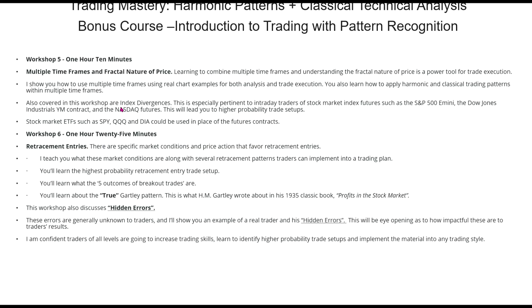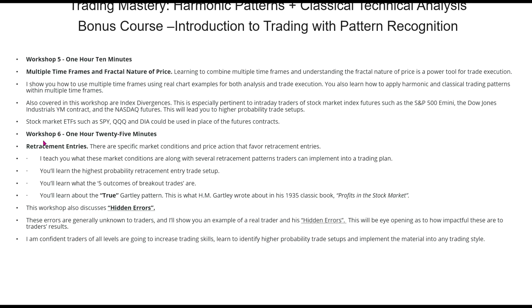Then from there, we move on to working with multiple time frames and the fractal nature of price. The fractal nature of price really refers to the fact that if you're on a weekly chart, what you see in price data patterns is fractal. You'll be able to see that on a 5-minute chart. So price has the same characteristics on a longer term chart as it does on a short term chart, and that's important to understand. Multiple time frames can be an extremely powerful tool for traders. So I walk you through how to implement multiple time frames.